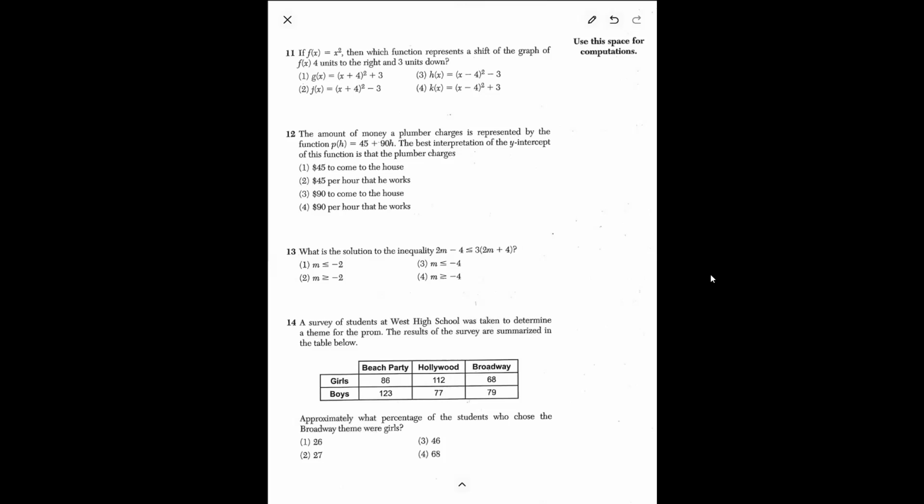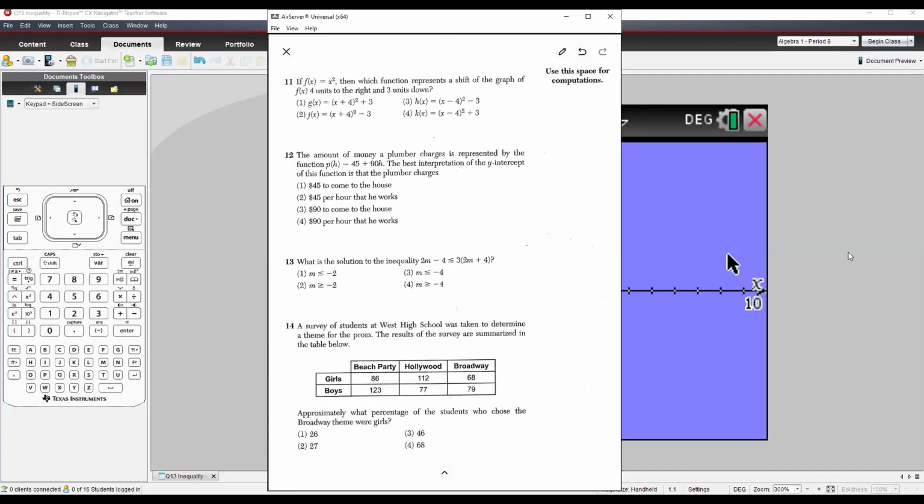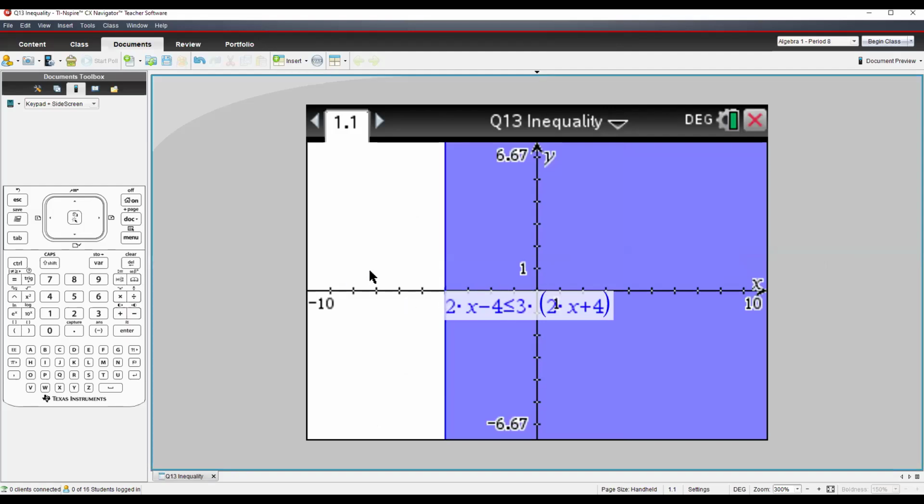And if you need help being able to graph this, I would suggest you go back and watch some of my other videos. I actually show you how to graph functions. I actually show you how to graph inequalities. I'm not going to spend a whole lot of time doing that because I want to try to keep these videos as short as possible.